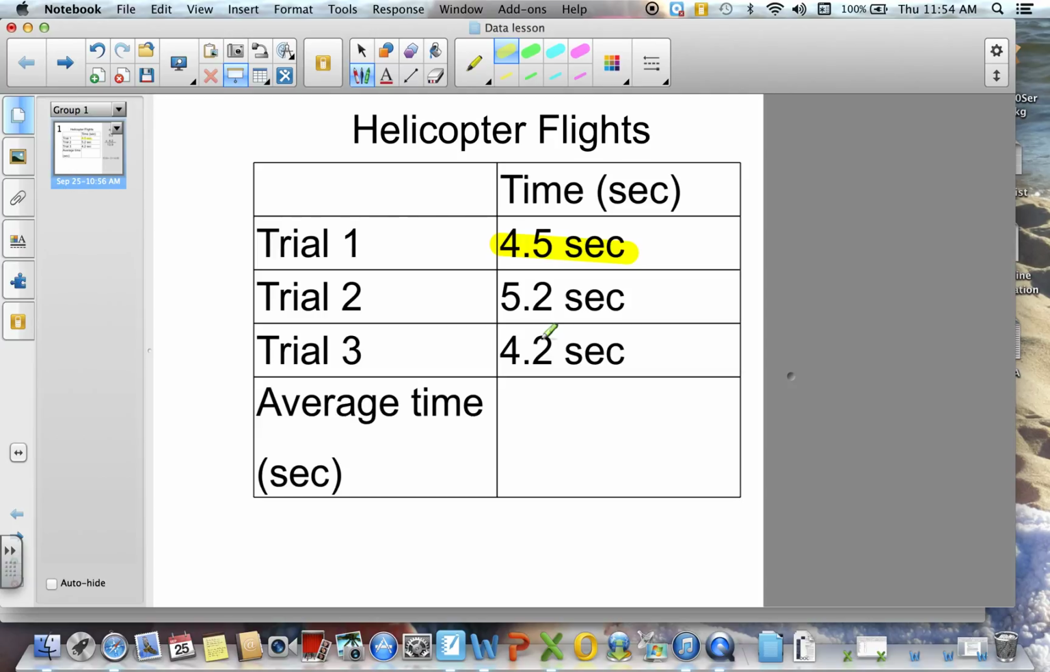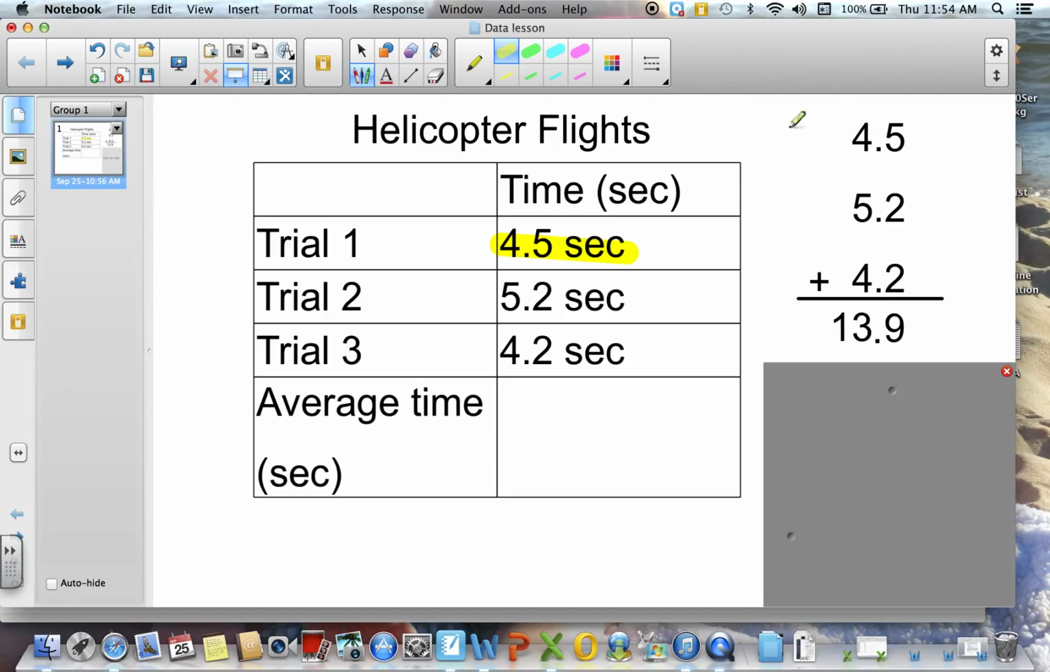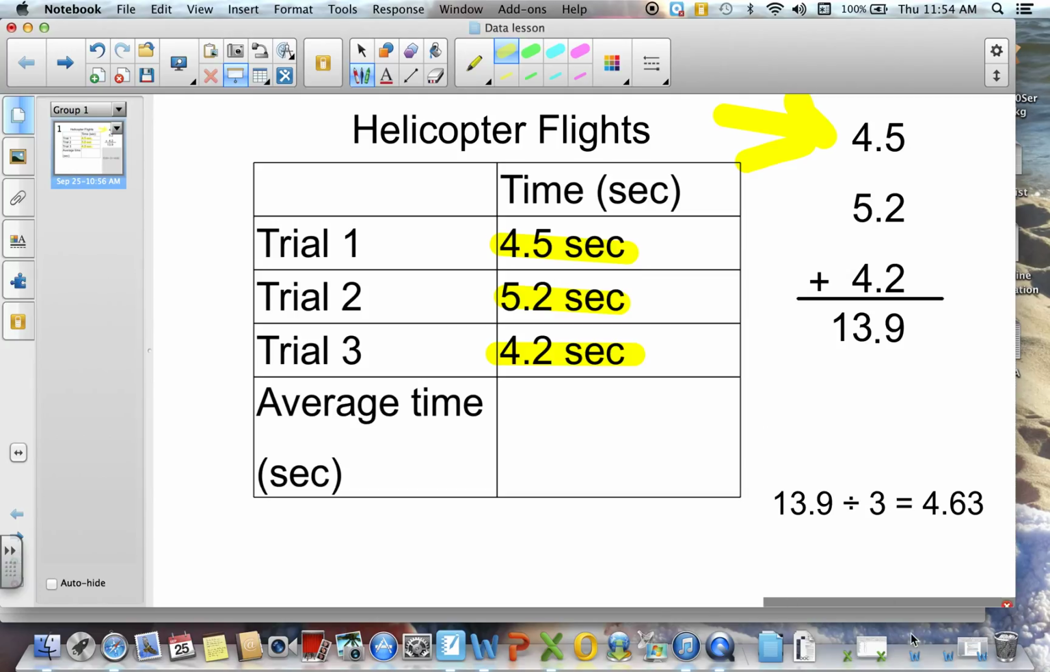So when we do this, we need to find the average of our times. And the average means to take all of the different trials that you did, and you're actually going to add them together, like I did over here. That's an arrow. Okay, so we added up 4.5 seconds, 5.2 seconds, 4.2 seconds, and we got 13.9 seconds. And that gives us, obviously, a total of 3 time trials. Now, that's not our answer because we need to take that total and divide it by 3.